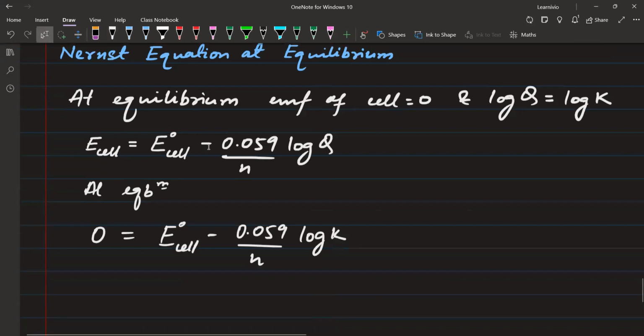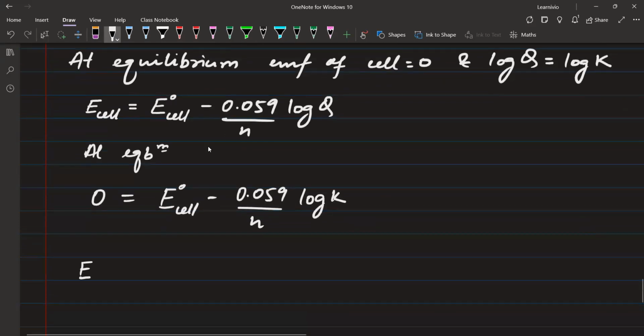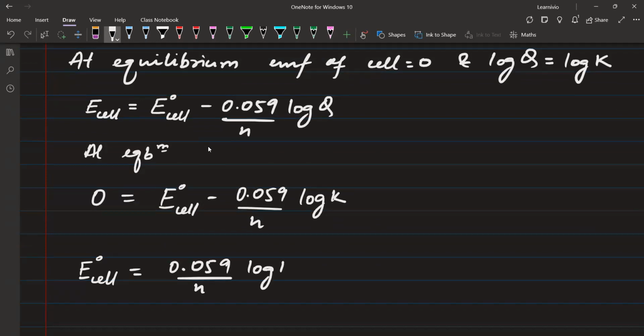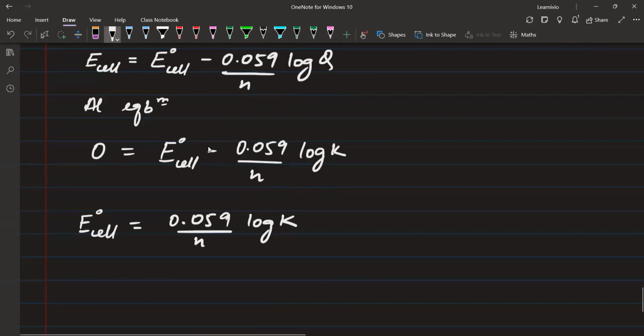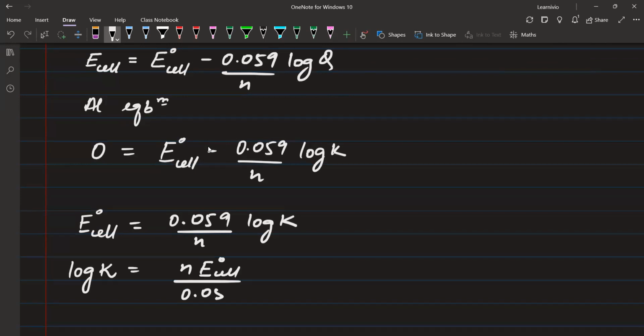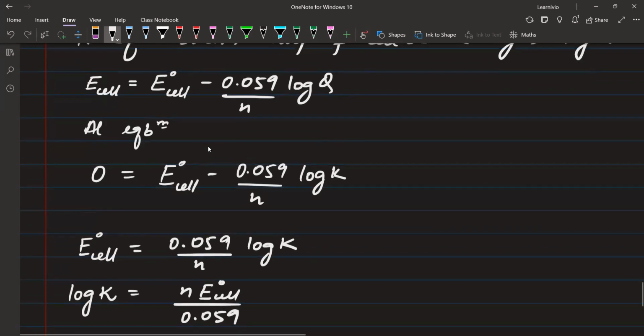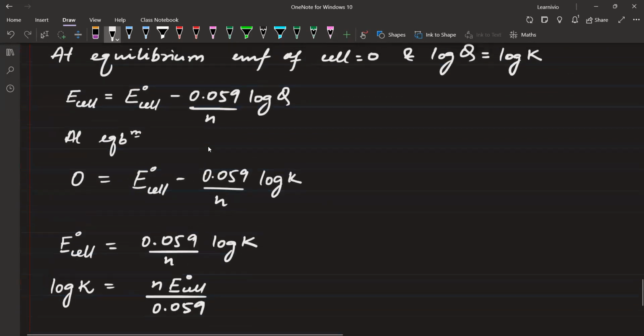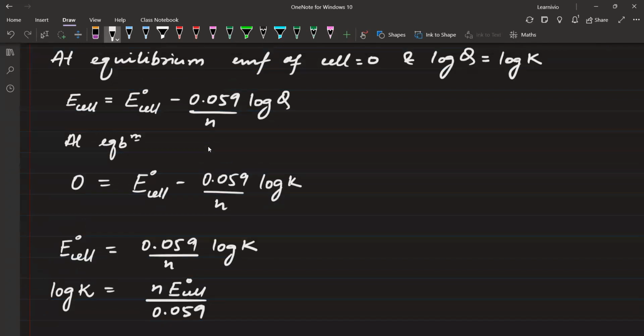So we can write E naught cell is equal to 0.059 divided by n into log K. And then further we can write log K will be equal to n into E naught cell divided by 0.059. Let me know if you are not able to understand any one of these steps. Otherwise, please copy this down.